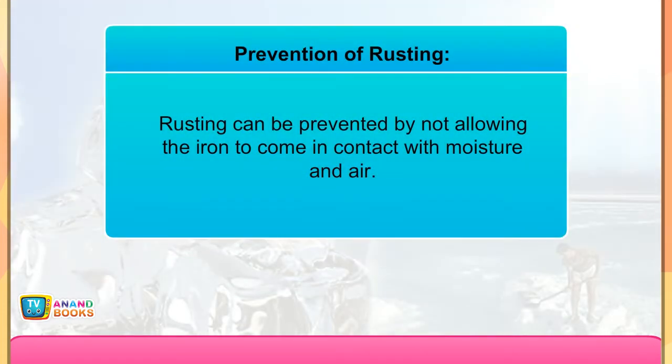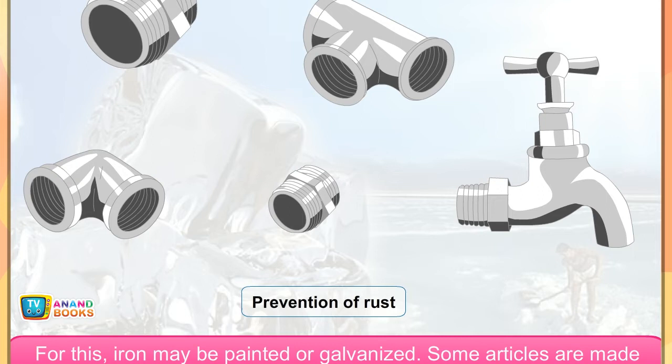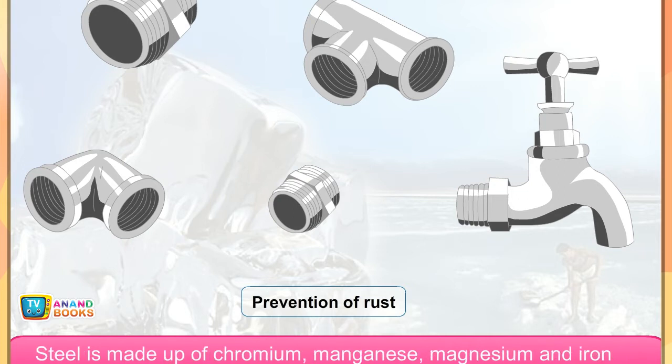Prevention of rusting. Rusting can be prevented by not allowing the iron to come in contact with moisture and air. For this, iron may be painted or galvanized. Some articles are made of stainless steel, which does not rust. Steel is made up of chromium, manganese, magnesium, and iron by the process called alloying.